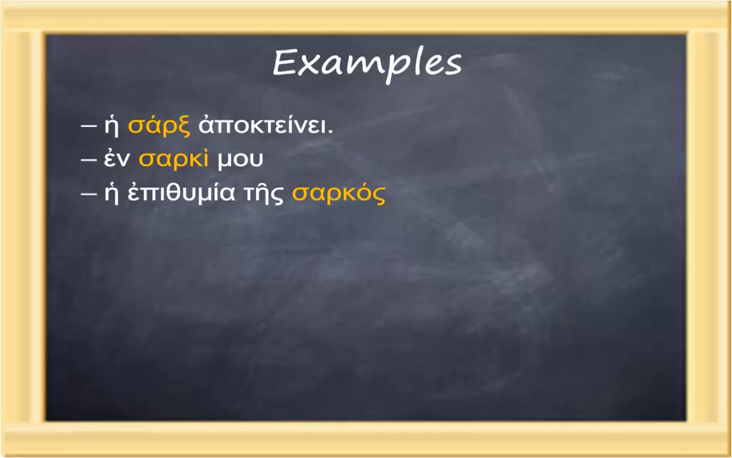He sarx apekteine. Notice how the article tells you that sarx is feminine, even if you didn't remember. The flesh kills. In the second example, en governs the dative case. See the iota, not subscripted. En sarki mou, in my flesh. The third example, he epithumia tes sarkos. The tes sarkos form is genitive. The desire of the flesh.